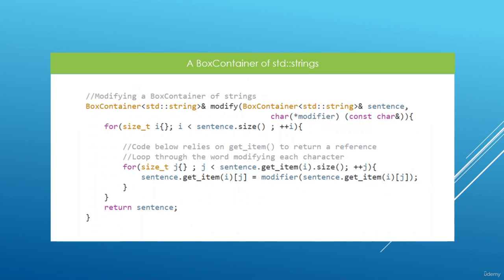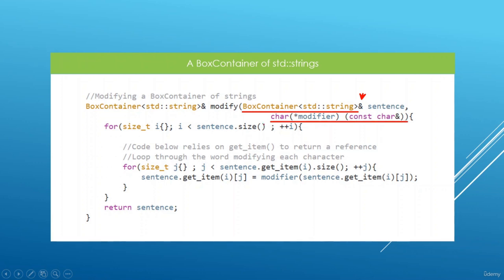Another example is to set up a modify function which is going to be working on a box container of std strings. The idea is really the same. We just have the flexibility to be able to specify multiple strings at once and store them in a box container object. This is what we achieve with this setup here. The parameter is going to be passed by reference because we want to modify this guy. And our callback is going to be exactly the same thing we saw in the slide. So this is what we have here.